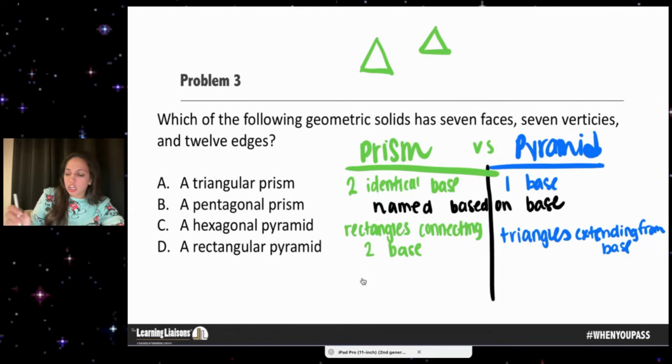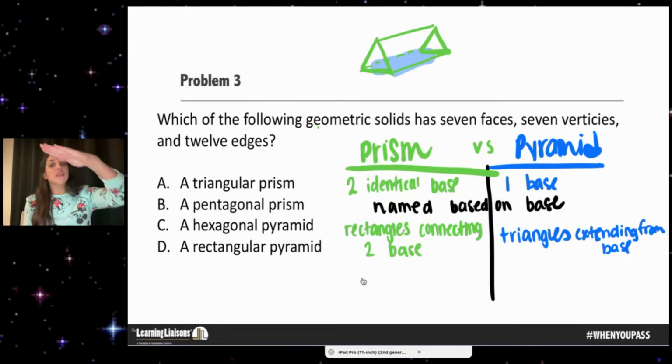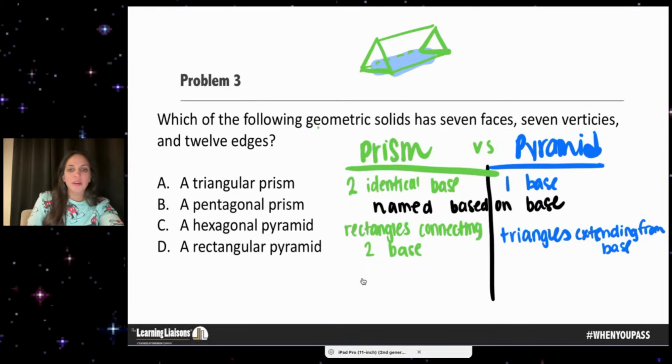So if I have a triangular prism, I have 2 identical triangle bases, and then I have rectangles connecting those bases together. One of the most common interpretation errors is that people think that this is the base, even though that is what the triangular prism is currently sitting on, the way I drew it. That is not the base because it's not the 2 identical bases based on the name of that prism. So this is a triangular prism because we have triangular bases.